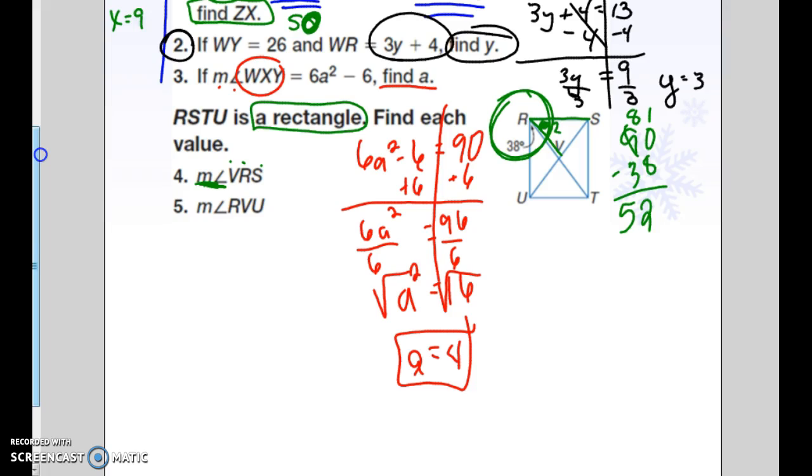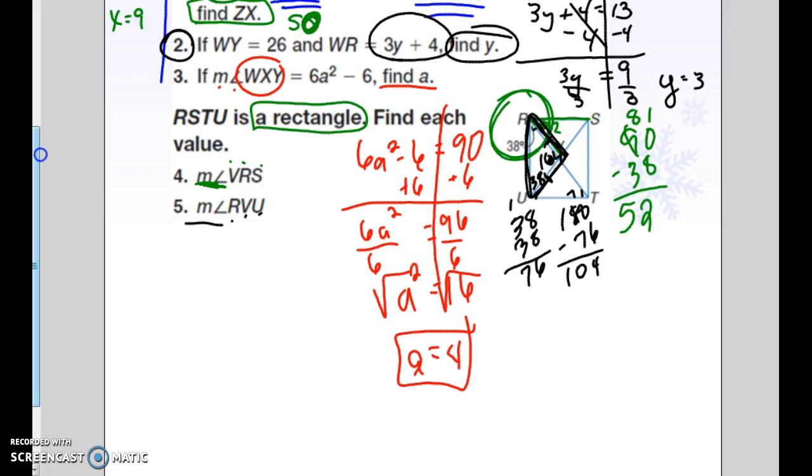The next one says, well, what's the measure of angle RVU? RVU, this angle right here, how big is it? What would I do to find it? Well, the two isosceles, you take the 38, 38. Ah, so this is an isosceles triangle, so if this one is 38, this one is 38. Good, it's a triangle, so it has to equal 180. So 38 and 38, what is that? 76, so 180 minus the 76, 104. Are we okay? Questions?